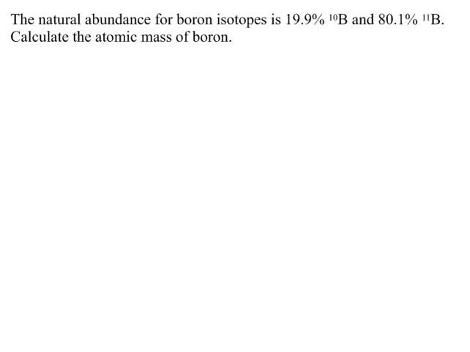All right. So let's take a look at the natural abundance for boron isotopes. It is 19.9% boron-10 and 80.1% boron-11. Okay, so here I have two pieces of information. I have my percentage, which is my abundance, and it's boron-10, which gives me the mass of 10 AMUs.